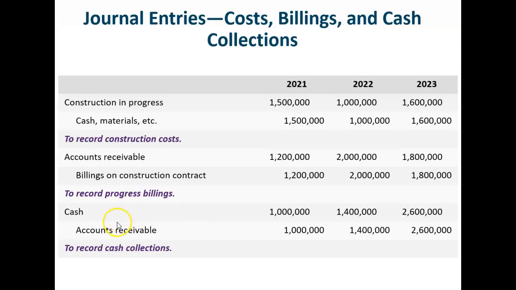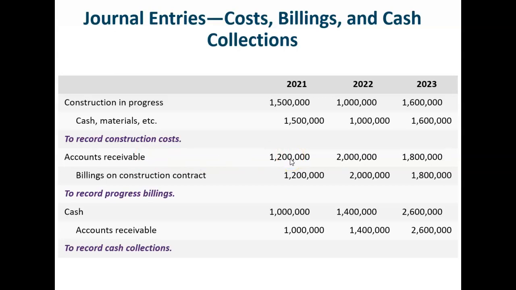The third journal entry simply records the receipt of payments against the billings from the customer. Now this is an asset account with a normal debit balance. And this is a contra asset account with a normal credit balance. And of course accounts receivable is an asset account with a normal debit balance.